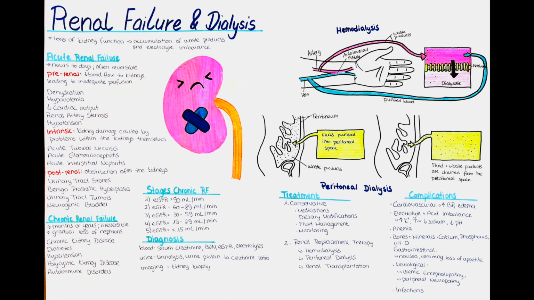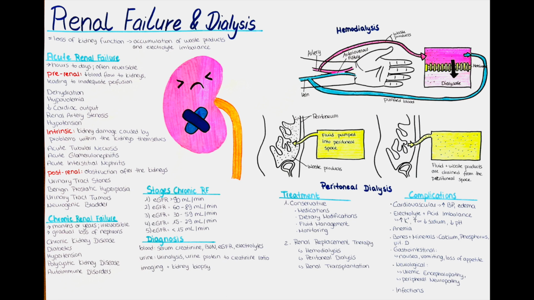Some common strategies involve: first, medications. Medications may be prescribed to control underlying conditions contributing to kidney damage and to manage symptoms. These may include medications to control blood pressure, such as angiotensin-converting enzyme inhibitors or angiotensin receptor blockers, medications to manage diabetes, to control proteinuria, and to treat specific complications associated with renal failure.